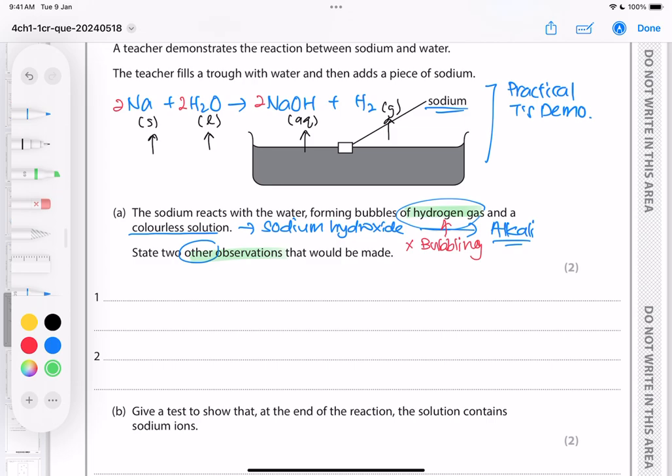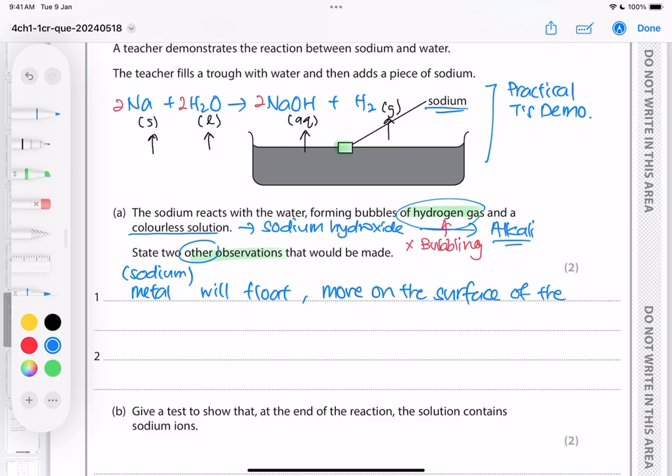If you look at the diagram, you will see that this sodium here is not sinking to the bottom. It's not a typical metal. So the first observation here would be that the sodium metal will float on the surface. You could also say that it would move on the surface of the water. It will not stay stagnant. Because of the hydrogen gas that's being produced, it will propel and move all over the surface.